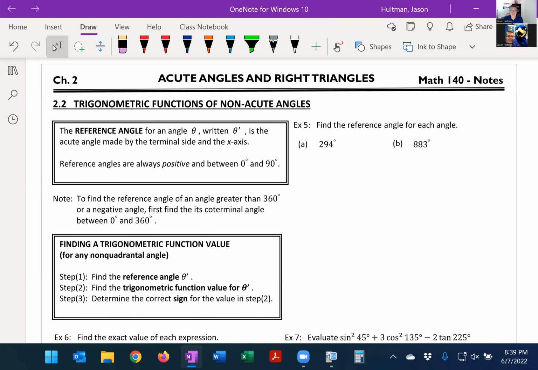Okay, let's go ahead and jump into section 2.2 here. We have trigonometric functions of non-acute angles. So what happens if these are bigger than 90 degrees? How do we deal with those? And it's all about finding a reference angle.